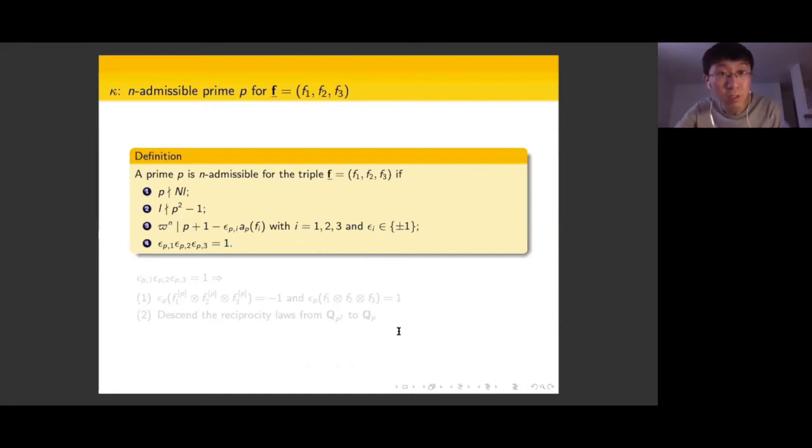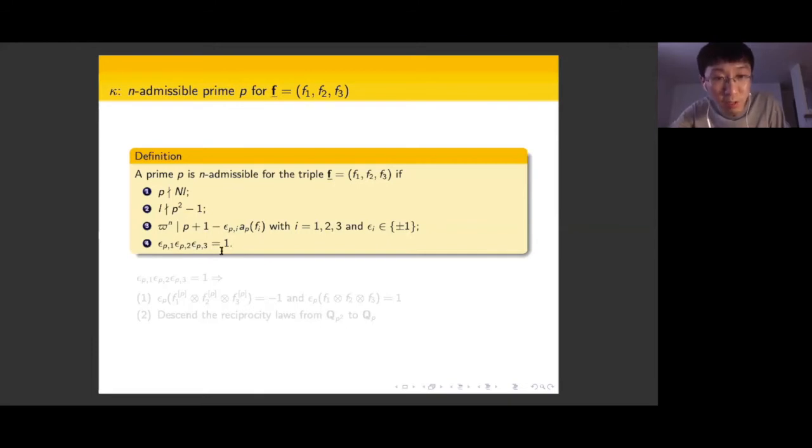So now I'm going to introduce a proper extension of this notion to the triple product situation. I will call this the n-admissible prime for f triple. What this is: I simply ask p to be an n-admissible prime for each of the modular forms in f triple. So these are the first three conditions. And the fourth condition is something new, and it's important. I ask the epsilons appearing in the third condition to multiply to 1.